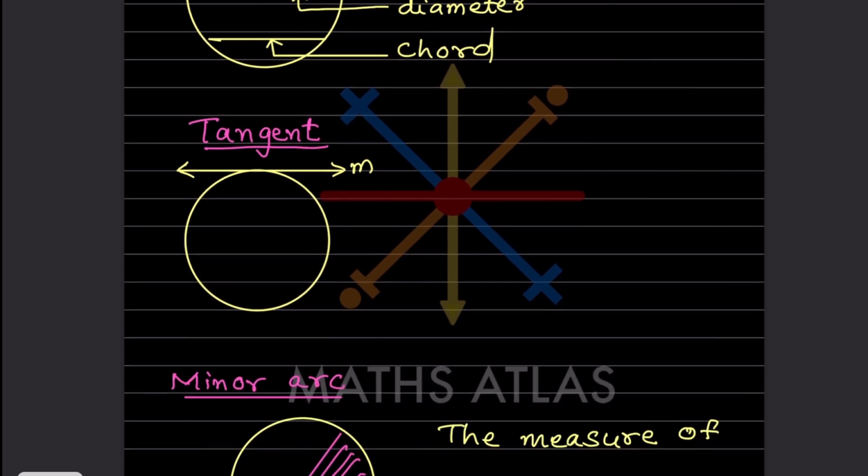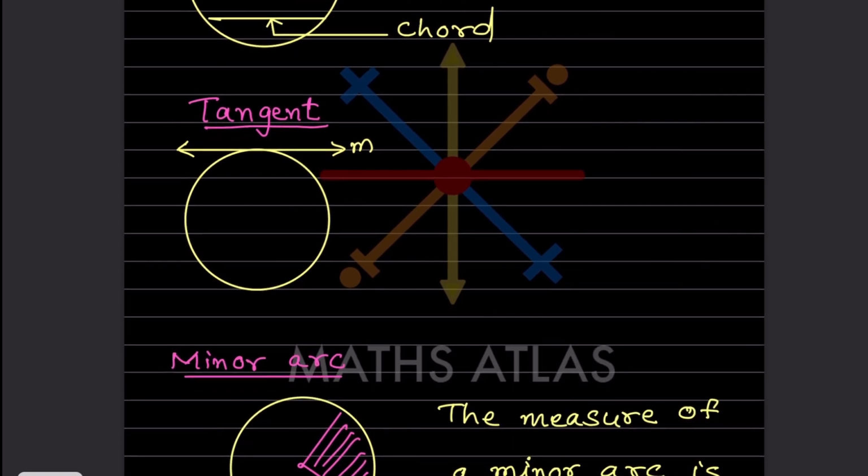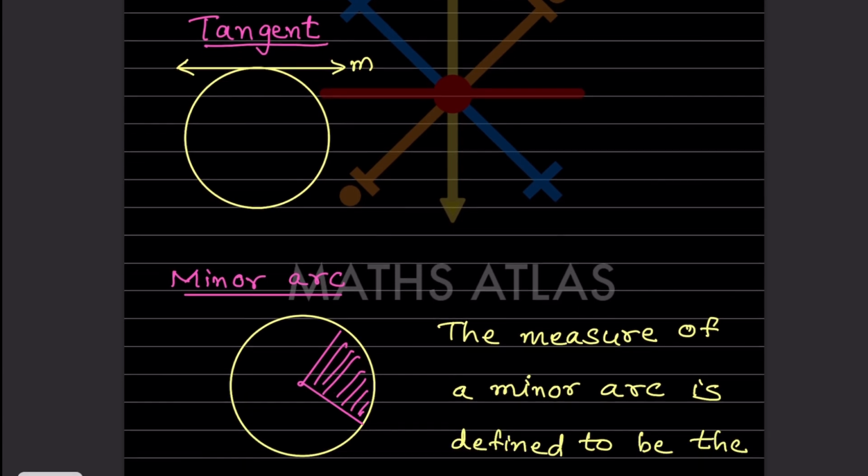Now the other term is the tangent. Tangent means it is just touching the circle over here. So this is called the tangent. We can give it any name over here.